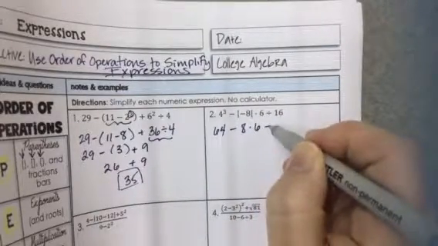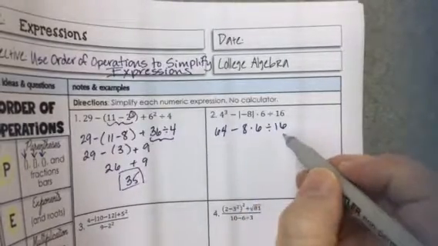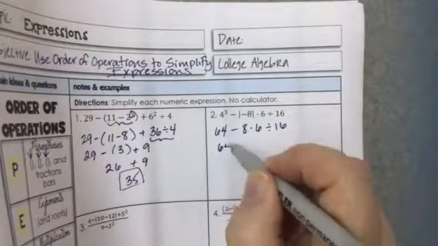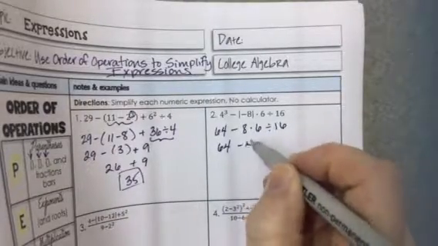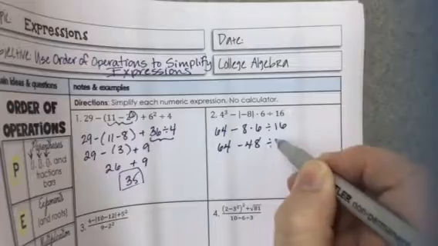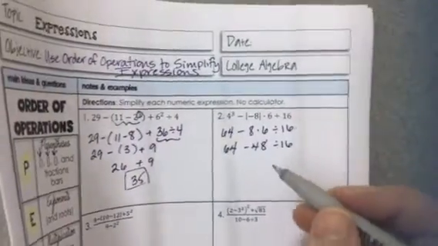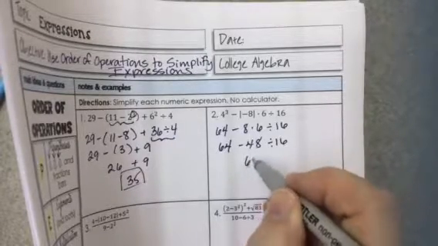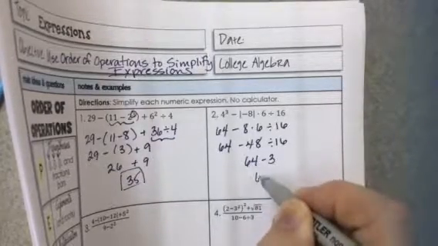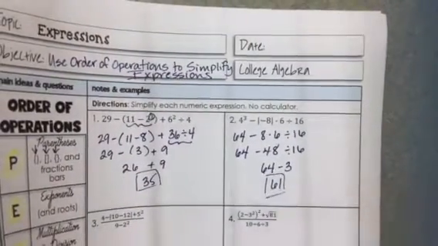Then times 6 divided by 16. Now I need to multiply and divide going from left to right. -8 times 6 is -48. Now I divide. -48 divided by 16 is 3. So I have 64 minus 3 is 61. And that's my final answer.